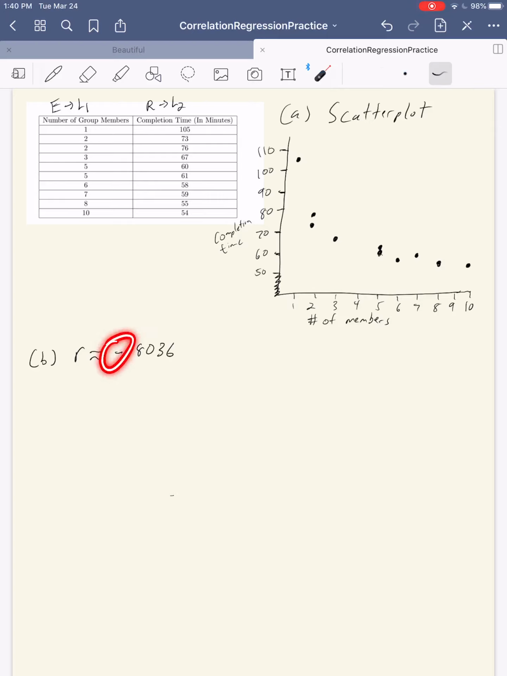We get a negative value here. Does that make sense? Yes, because generally speaking, we're seeing a negative relation here: the more members we have, the lower the completion time, which makes sense.